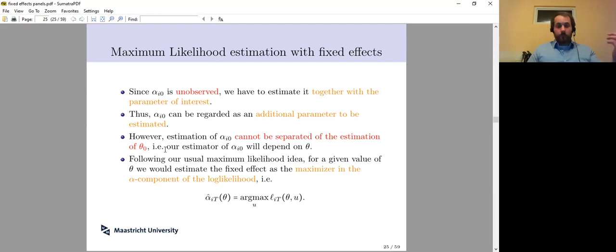Now, what would we do? We apply the concentrated maximum likelihood idea. We simply maximize the alpha component for any value of theta. And so this gives us this alpha hat here. For any value of theta, we maximize the likelihood in the alpha component, with respect to alpha here.